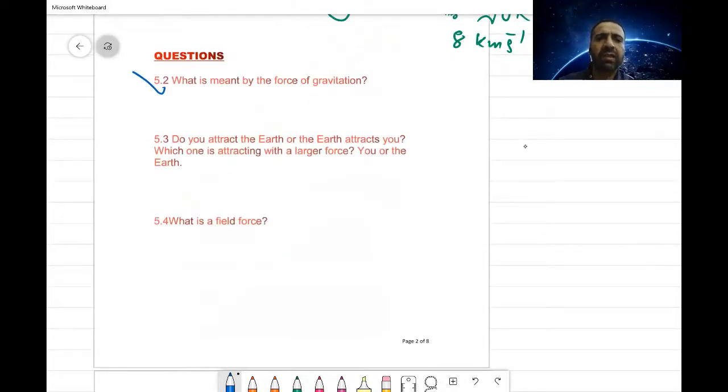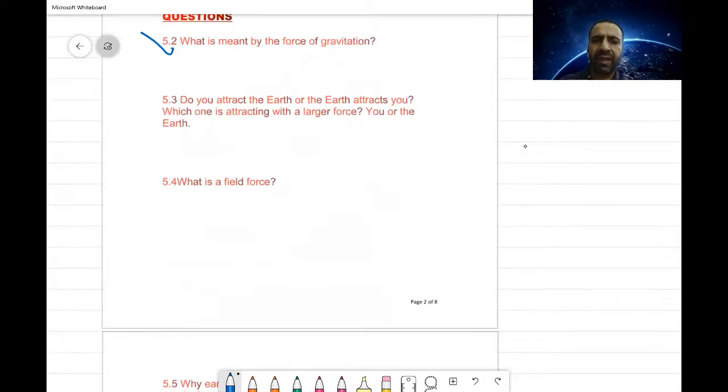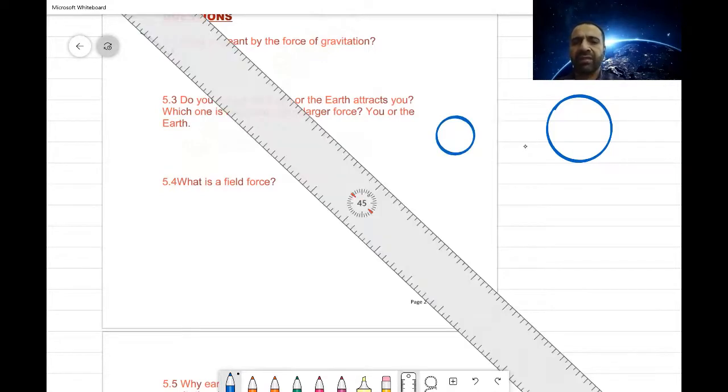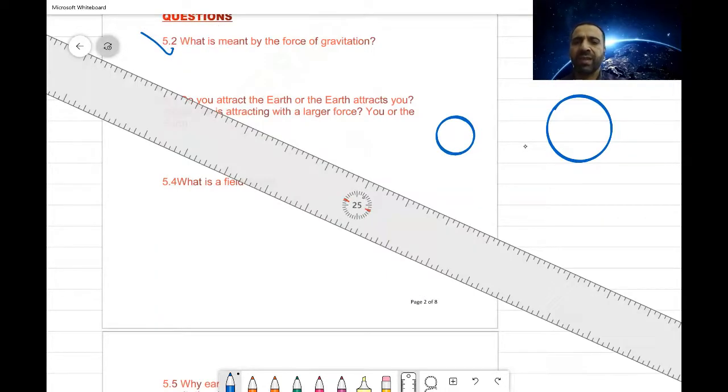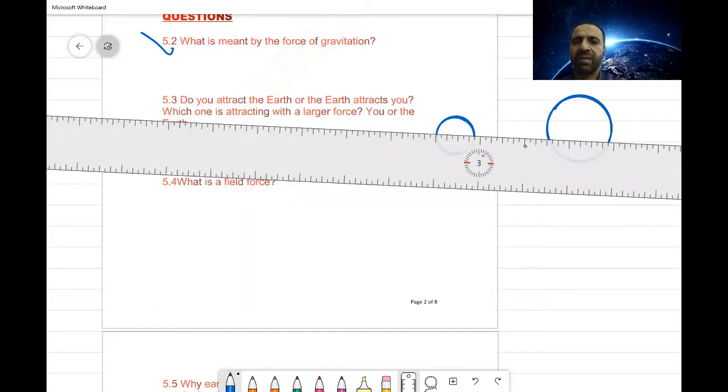Number third, do you attract the earth or does the earth attract you? Which one is attracting with a larger force, you or the earth? This is very simple. If we apply the law of gravitation to it, if you remember my very second lecture, where I was explaining to you the force of gravitation, you remember that? And then I told you that, look, I just use my ruler. Let me use it here. Yes, I'm able to use it.